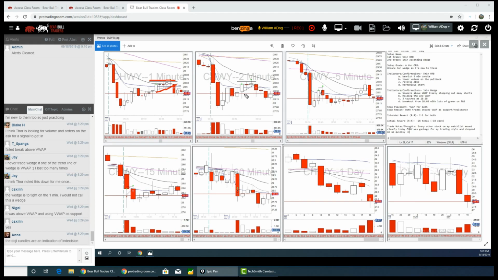It is an indecision, but it looks fairly bullish on these charts, right? Look at this 5 minute. This isn't a doji. These are not dojis. What else do you guys see here?